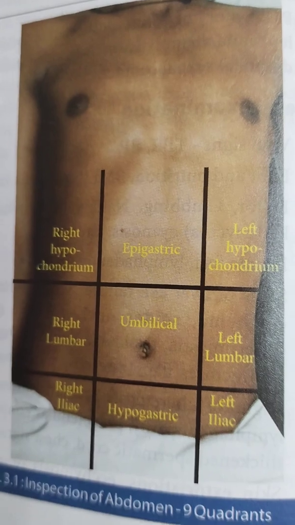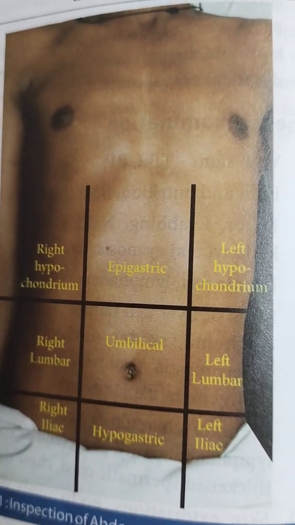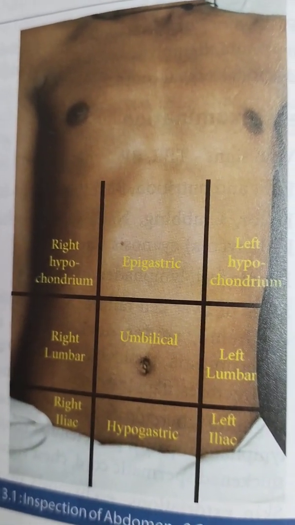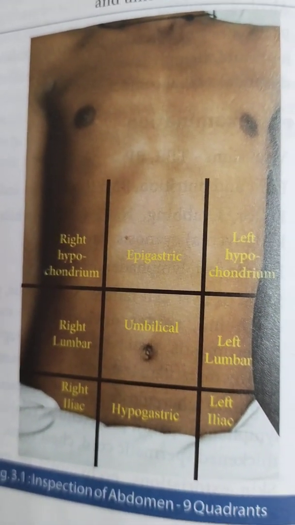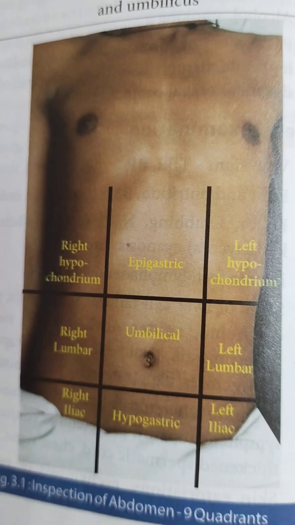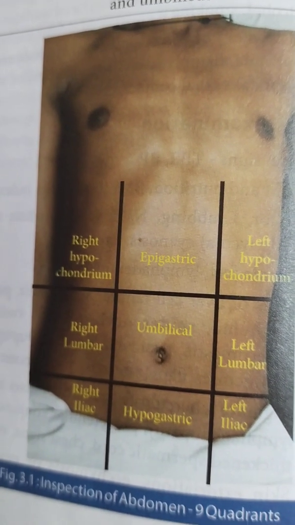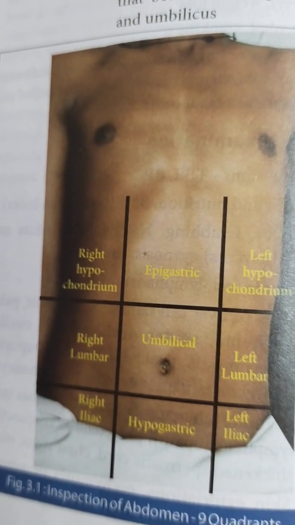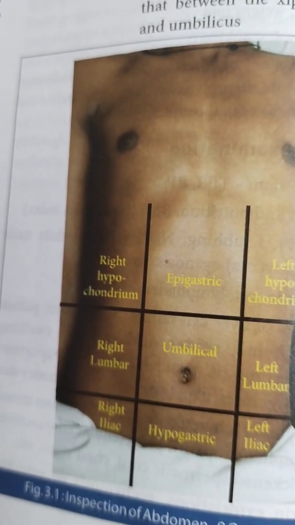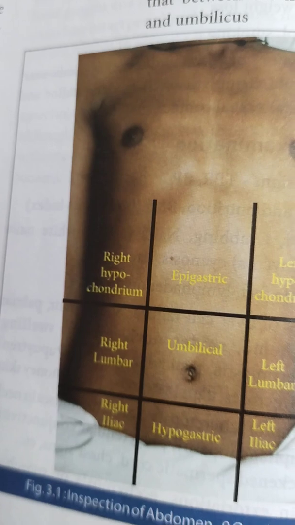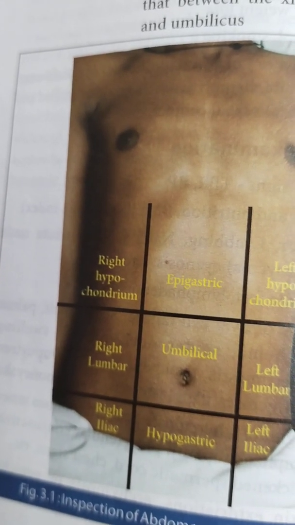Now the right lumbar region pertains to gallbladder, liver, and the right-sided colon, while the left lumbar region pertains to the descending colon as well as the left kidney. Then the right iliac region corresponds to the appendix and the cecum, while the left iliac region again corresponds to descending colon and the sigmoid colon.